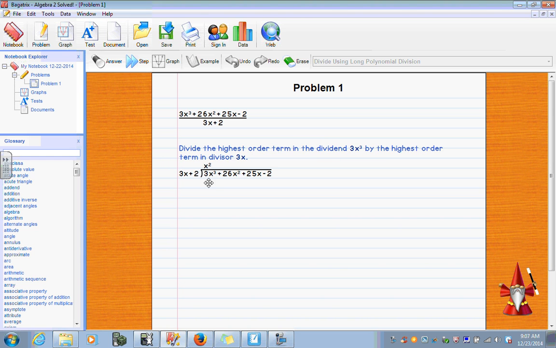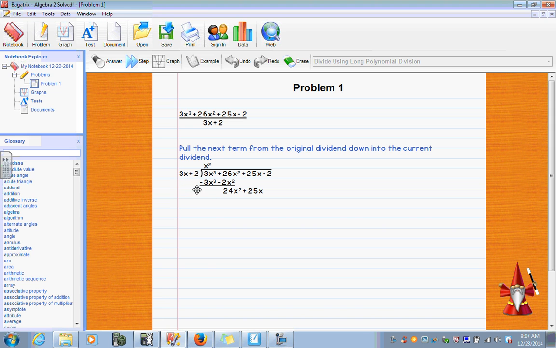Yes, I would. And when I multiply by x squared, that should give me 3x cubed plus 2x squared. Now, those are positives. If I want to subtract them, I switch the signs, make them both negative. Now, the 3x cubed minus 3x cubed cancels each other out. 26x squared minus 2x squared, that will give me a 24x squared. Then I just bring down the 25x so I can continue.